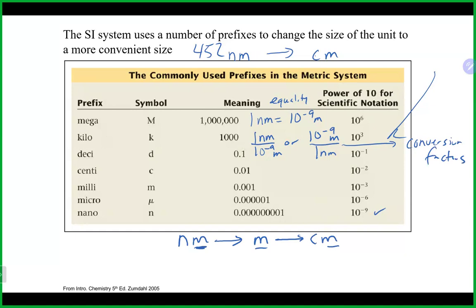They basically are just fractions. We could also do the same thing between centimeters. So centi is 10 to the minus 2 for centi. That means in 1 centimeter, there are 10 to the minus 2 meters, right? And again, that's an equality that we could write two conversion factors for: 1 centimeter over 10 to the minus 2 meters, or 10 to the minus 2 meters over 1 centimeter. So really from any equality, we could get two conversion factors.